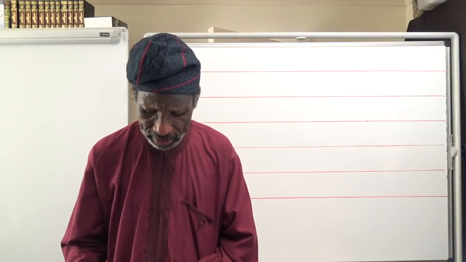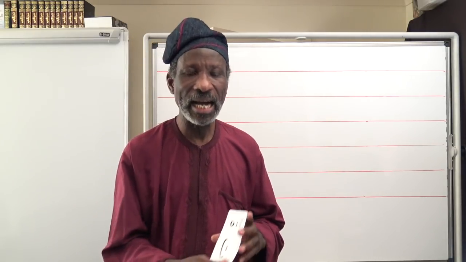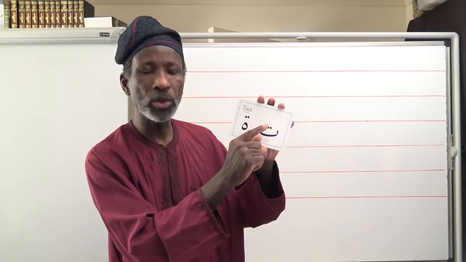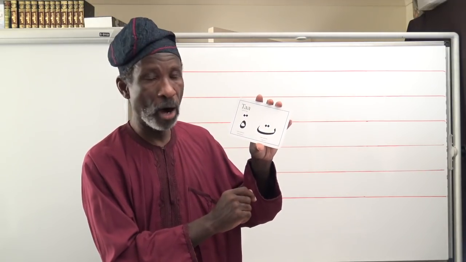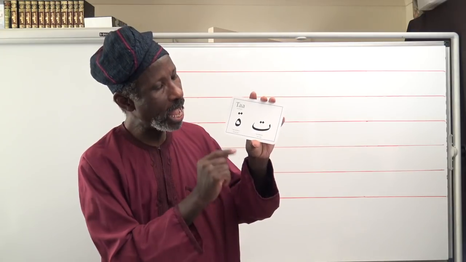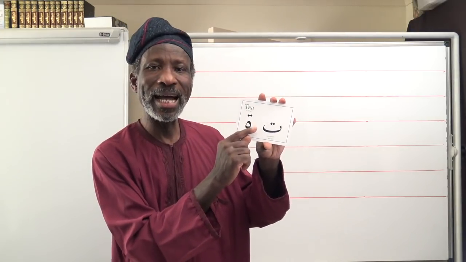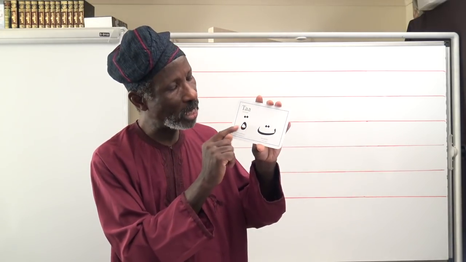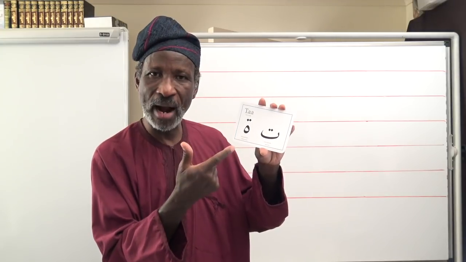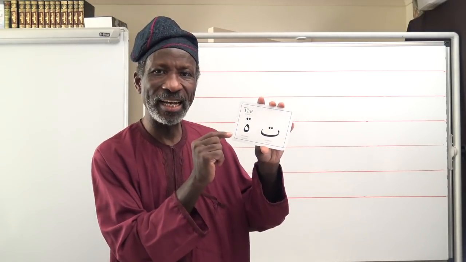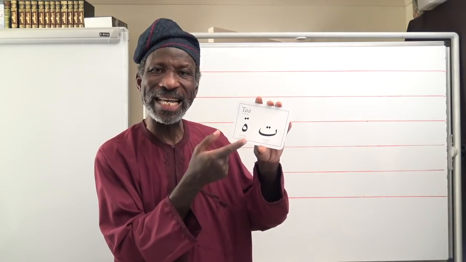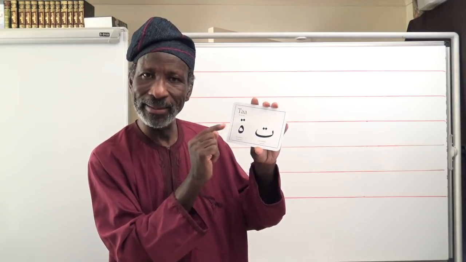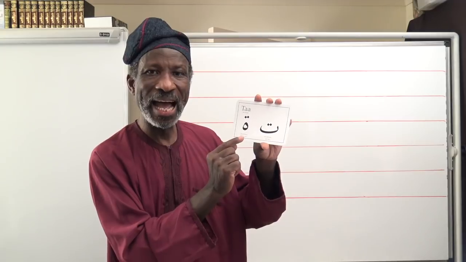Now the next letter, letter number three, is Ta. Ta is the same shape as Ba, but with two dots above. That's the letter Ta. And there's another Ta, which we call Ta Marbuta, the tied-up Ta. This is Ta Maftuha. The tied-up Ta, particularly when you start learning grammar, is one of the important signs to say that this word is feminine in Arabic. So it's called Ta Marbuta, but it is still, nevertheless, a Ta. So Ta Maftuha and Ta Marbuta.